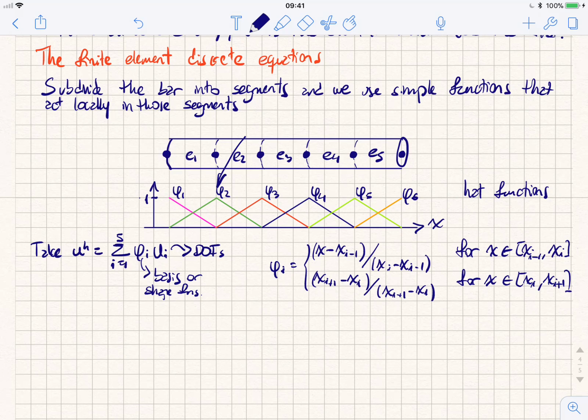The sum of shape functions at any point along that bar is equal to 1. This is a partition of unity. These are the two nice features that this particular set of basis functions has. So let's write it down.